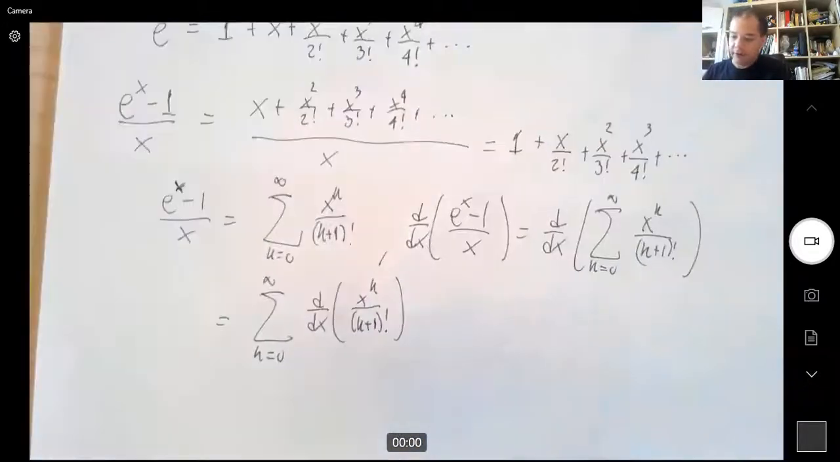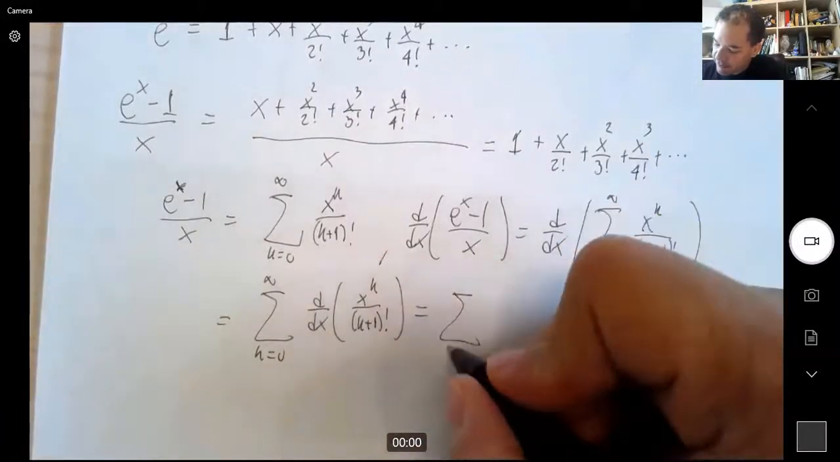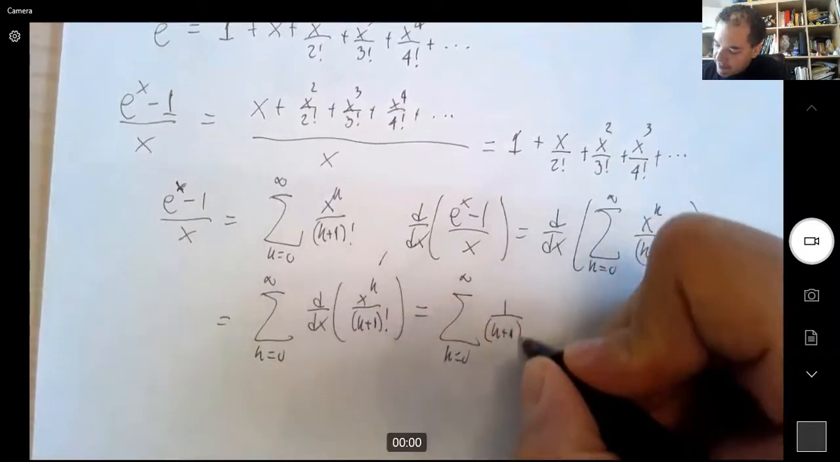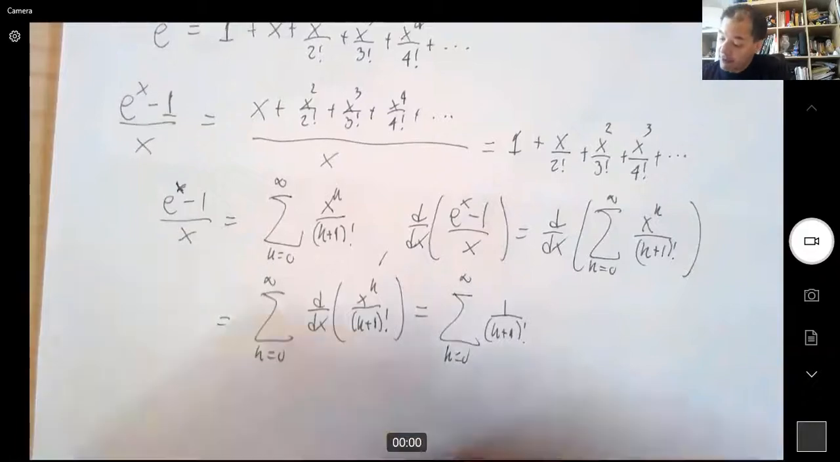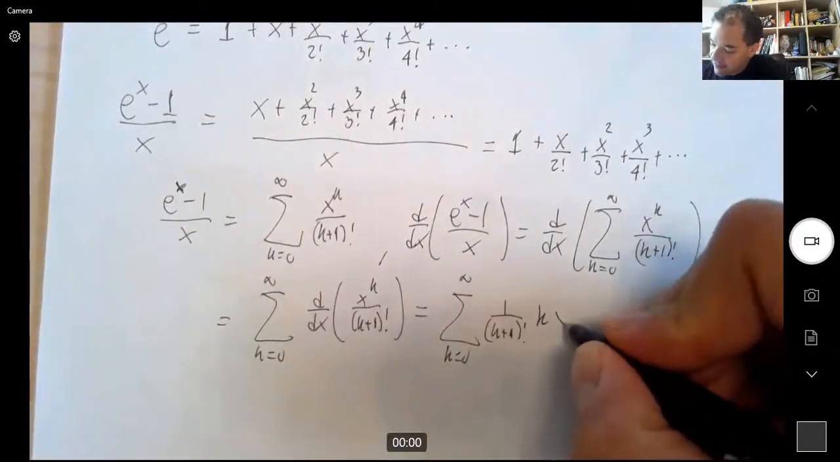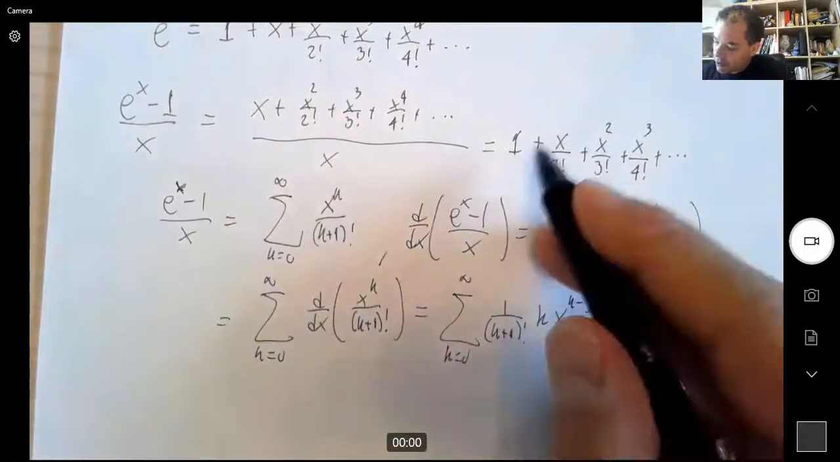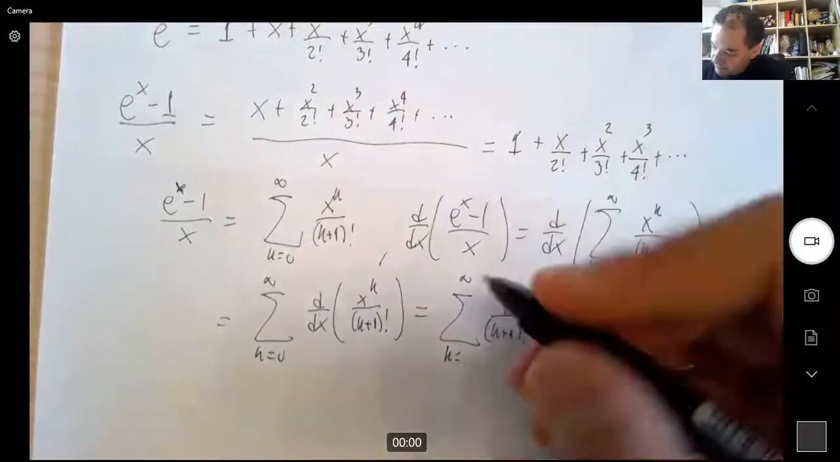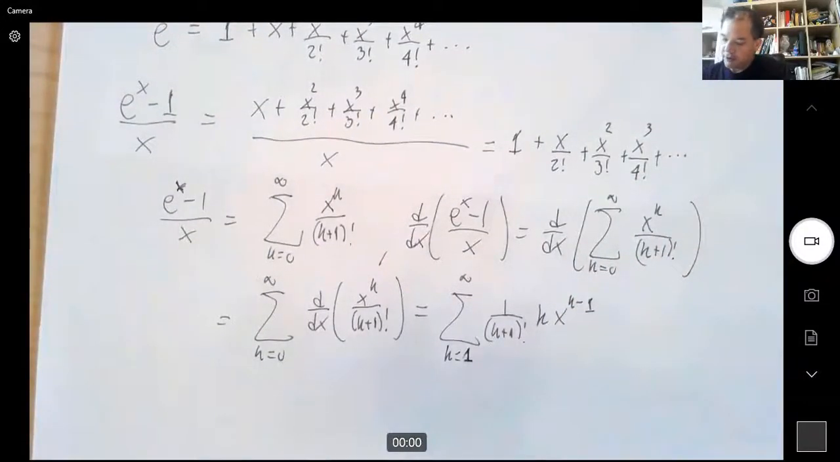Correct? Now, this k plus 1 factorial is just a constant, so we can take that out of the derivative. So all I need to do is do the derivative of x to the k. And that's easy, right? It's k x to the k minus 1. And the first term, 1, the derivative of 1 is 0. So we can start this at 1. All right? So that's the derivative.